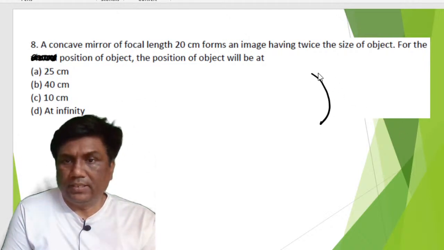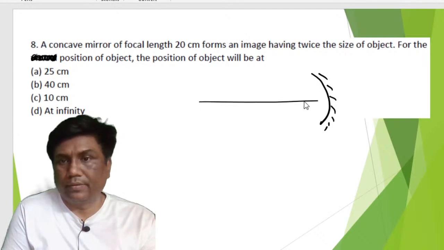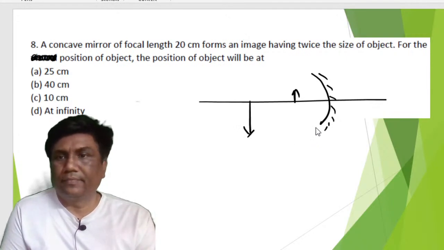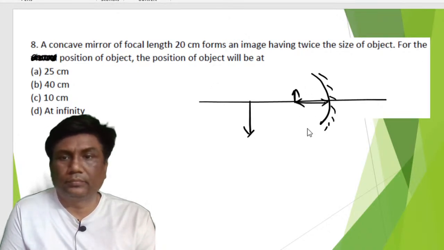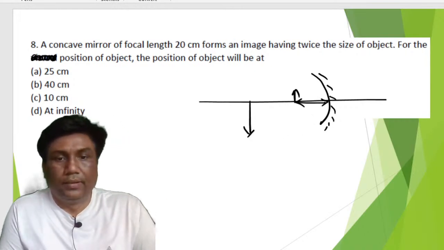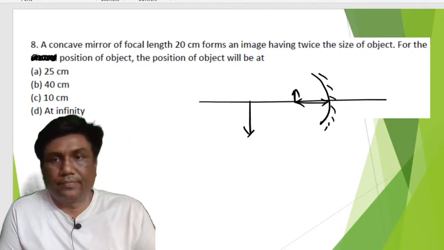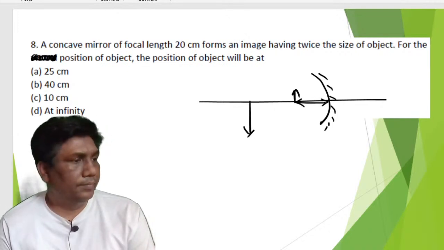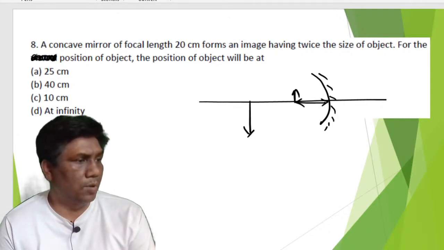Means the picture is a little bit like that. This is the concave mirror, this is the object, and the image is formed somewhere here. It is like that. So the position of the object, the u value, we need to find out. Try it. You have to do some calculations in this problem.